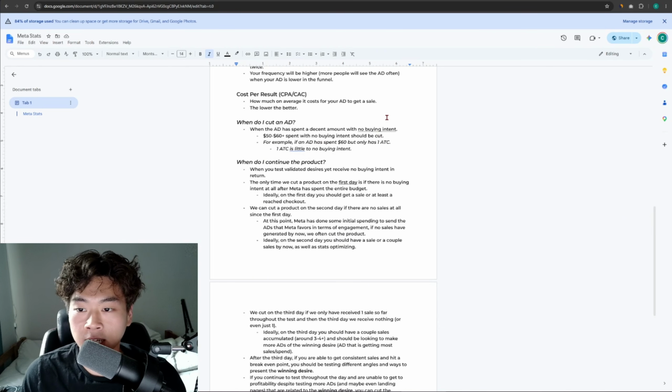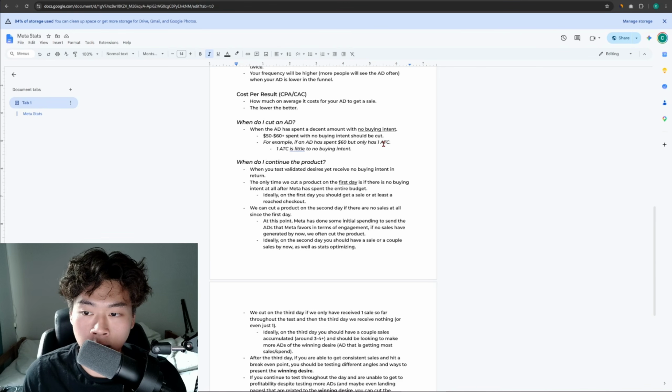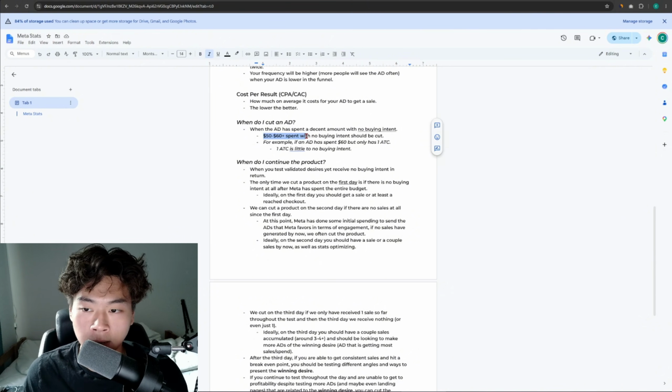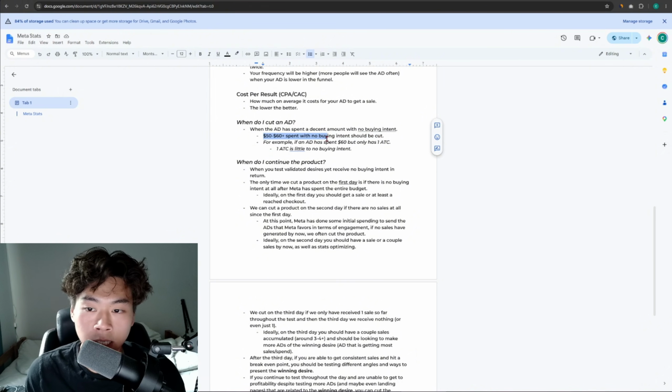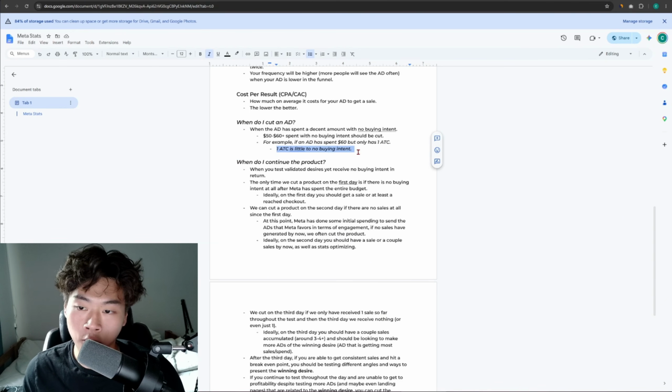When an ad has spent a decent amount but has no buying intent, that's when we would cut. For example here, if an ad has around $60 spent but only has 1 add to cart, 1 add to cart is pretty much little to no buying intent. Therefore, we would cut, as you can see here, 50 to 60 plus spent on an ad or an ad concept, because I know some people have just 1 ad concept with multiple variations. If this amount is spent in the testing phase and there's just 0 buying intent, for example, 1 add to cart or no add to carts at all, ideally I would cut the ad.